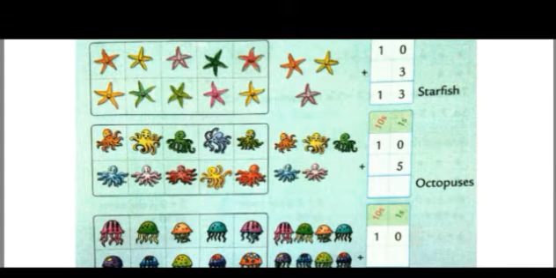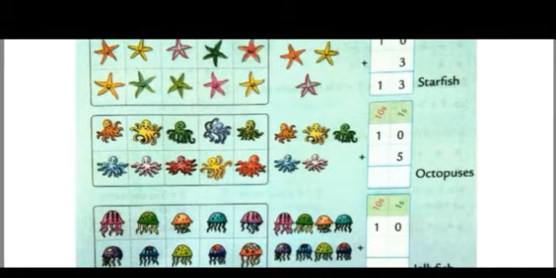We need to count the number of octopuses here. Okay, so first let's count the number of octopuses in the given box. So in the first box, 1, 2, 3, 4, 5, 6, 7, 8, 9, 10. 10 octopuses are there. So it's already written here. Now count the number of octopuses that are outside the box. So, outside 1, 2, 3, 4, 5. 5 are there, only one digit number. So, it will be written in the ones column. This is the ones column and this is the tens column.